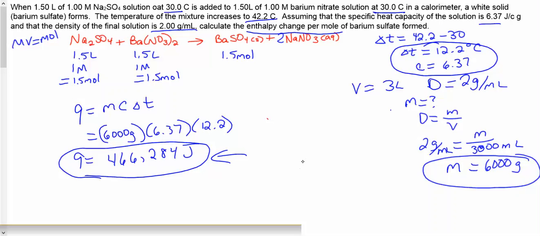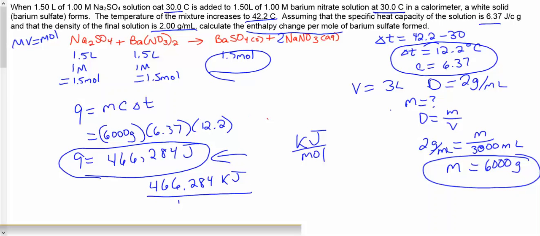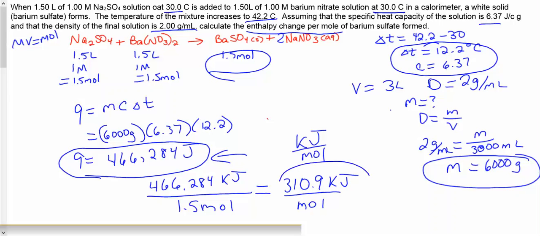We want our answer in kilojoules per mole. So we need to change this to kilojoules. To change from joules to kilojoules, we move our decimal 3 to the left. So we've got 466.284 kilojoules, and we made 1.5 moles. If we do the math, we get 310.9 kilojoules per mole. And that's our answer.